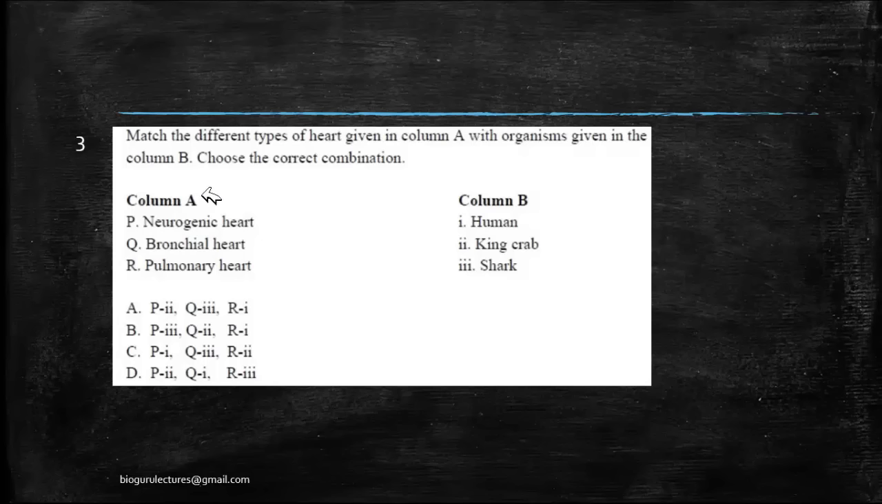Next, you can see the types of hearts and the combinations. The neurogenic heart refers to hearts based on what organism or what organ has much influence on functioning. So neurogenic heart, branchial heart, and pulmonary heart. Go with the easy one, pulmonary heart. You can see it's from humans, and the branchial one goes with shark. So what you miss is the king crab. It is considered as the neurogenic heart.